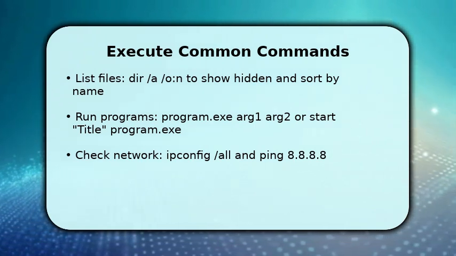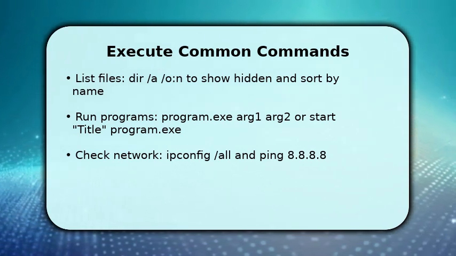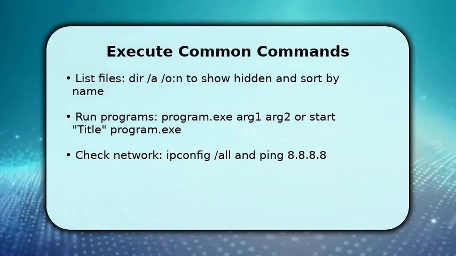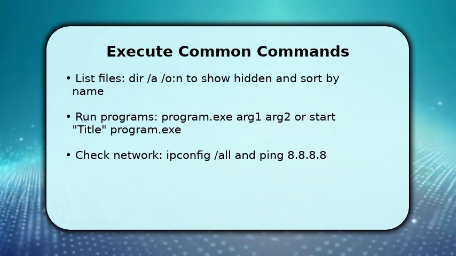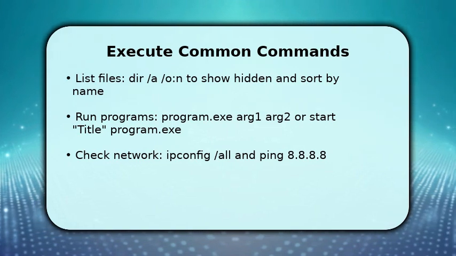For connectivity checks, ipconfig /all shows interfaces and DNS, while ping verifies reachability. Make sure to read command output for errors. Correct paths and arguments. You wrap up by saving results and closing safely.